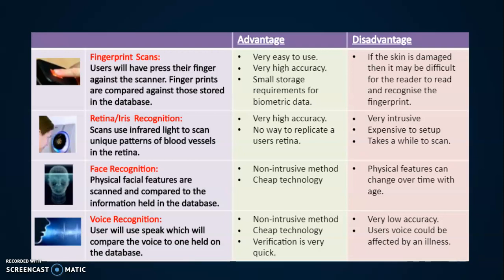Second example is retina or iris recognition. Scans use infrared light to scan unique patterns of blood vessels in the retina. They will scan your eye. What are the advantages? The first one, very high accuracy. Second, no way to replicate a user's retina.